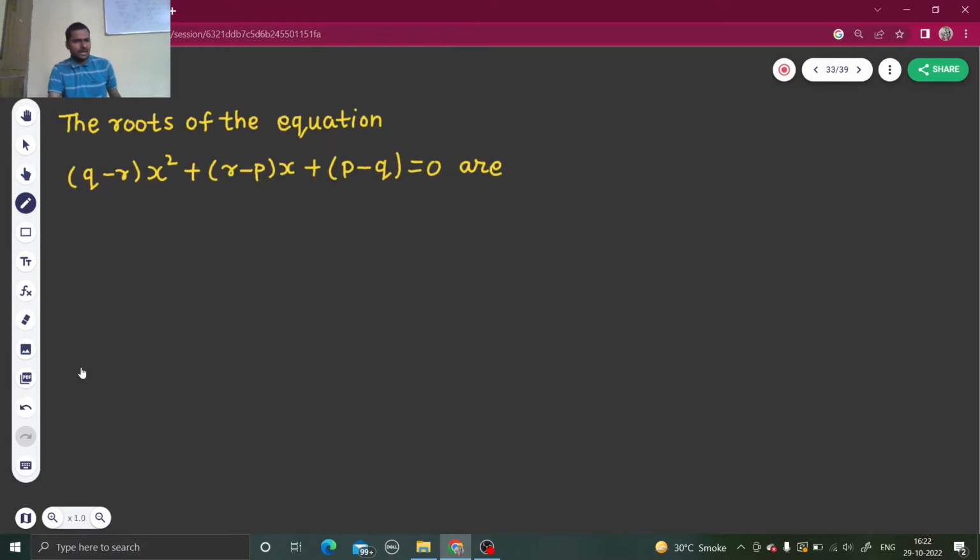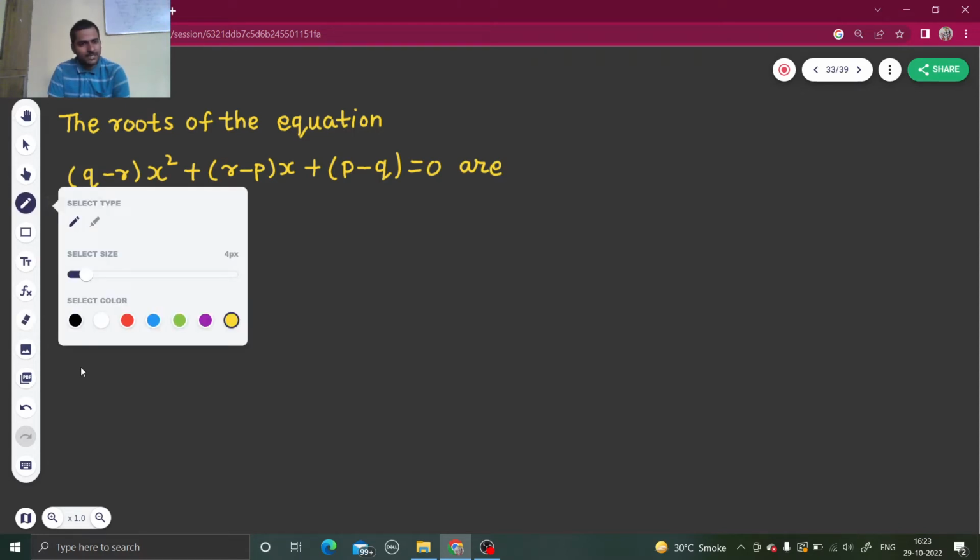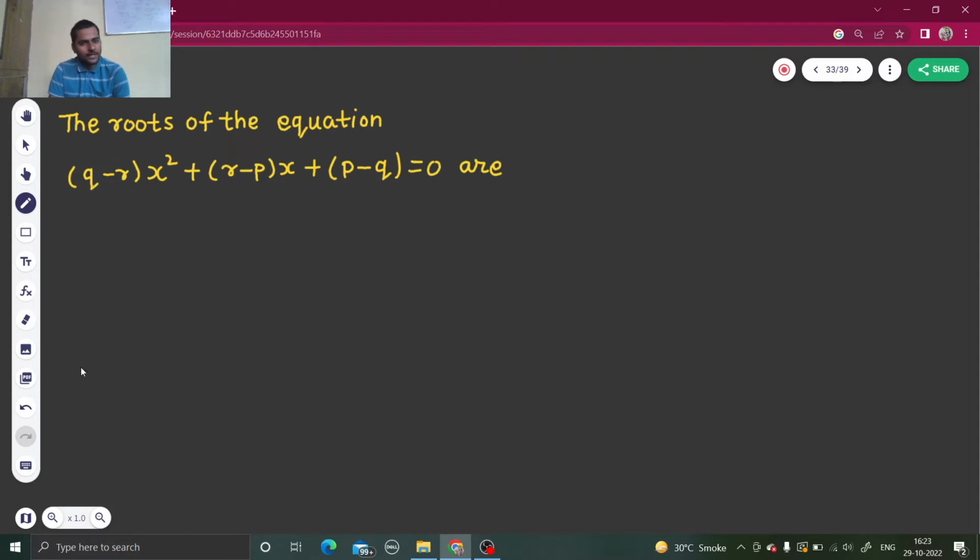So this is a bit special question. You can always use the quadratic formula to find the roots, but in case you want to find the roots faster, then let me give you a trick. So the trick goes like this. If you have a quadratic equation like ax square plus bx plus c equals to 0.